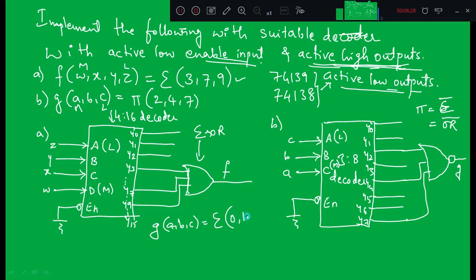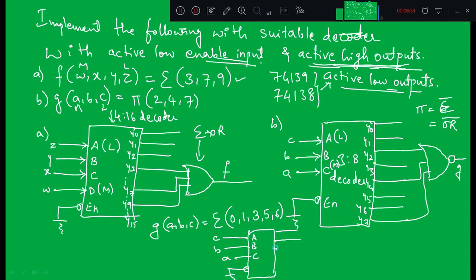So 0, 1, there is no 3, there is no 5 and there is no 6, right? So this function I can design similar to this function, right? Here I will connect it to C, B and A. This is capital A, this is capital B, this is capital C, and this is connected to ground.